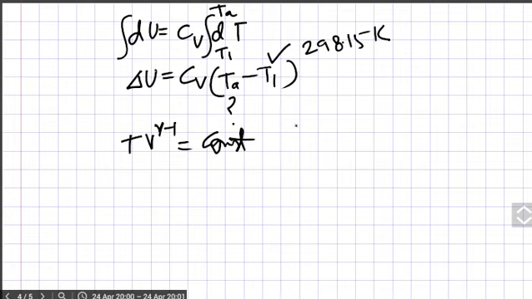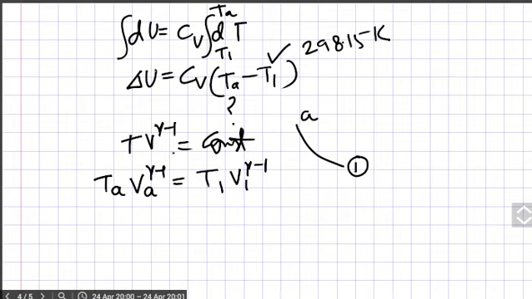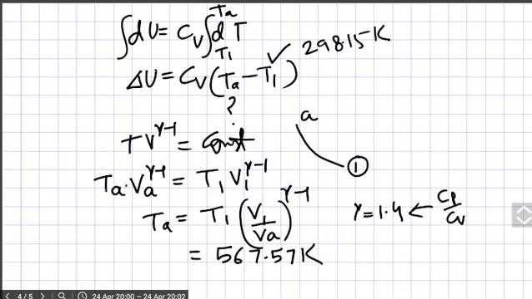If we apply this from point A to point 1 and point A, then this will become TA VA. This way you can find the temperature. TA is this and gamma is 1.4, that is Cp by Cv, and you will get this value. So this much temperature will be there in the cylinder when you reach the point A.